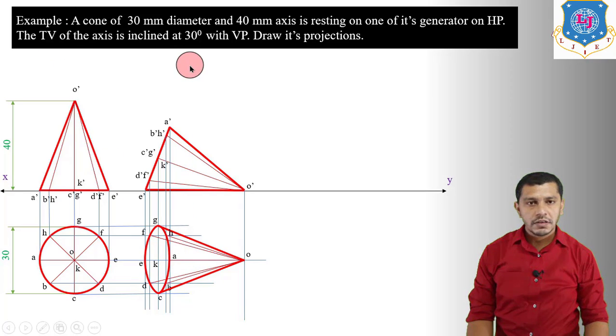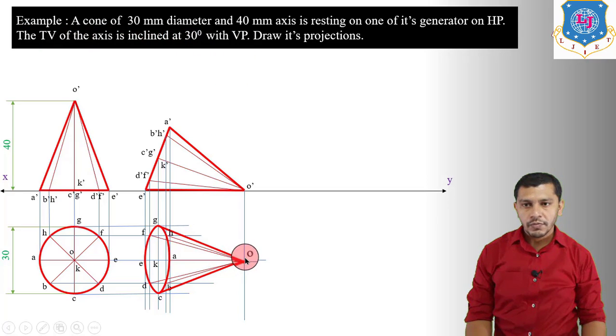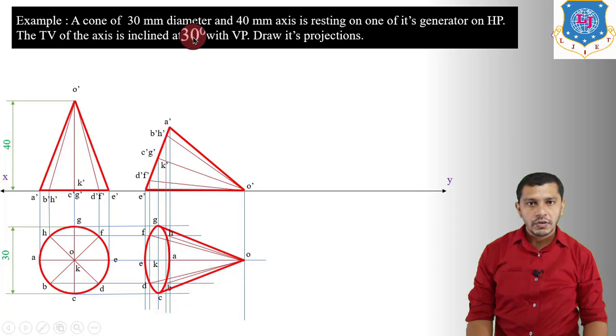Now we have to derive the third stage, and in the third stage we will derive the condition with the vertical plane. And here it is given that the top view of the axis is inclined at an angle of 30 degree to VP. So the top view of the axis will be OK. So OK will be the top view of the axis. We have to incline the top view of the axis at an angle of 30 degree to the VP, that means 30 degree to the XY reference line.